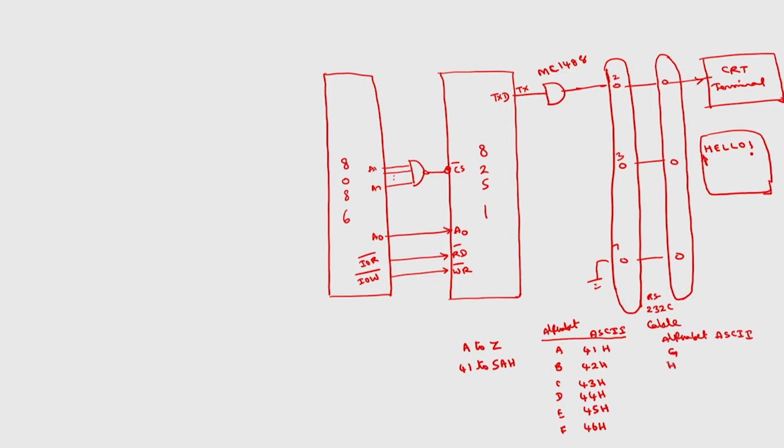Then G, H, I, J, K, L, M, N, O. We require only H, E, L and O. The remaining letters I am not writing. So, this will be 47H, 48H, 49H, 50H, 51, 52, 53, 54 and 55H. Corresponding to this symbol, the ASCII code is 21H.